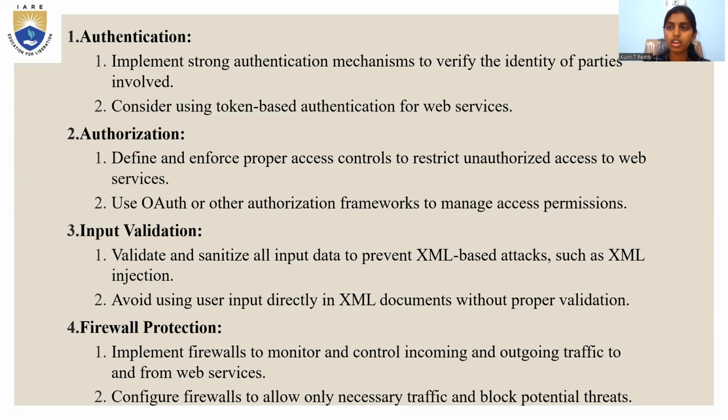So coming to the main parts of XML and web services security, the first thing is authentication. Implement strong authentication mechanisms to verify the identity of the parties involved. Consider using token-based authentication for web services. Next is authorization. Define and enforce proper access controls to restrict unauthorized access to web services. Use OAuth or other authorization frameworks to manage access permissions. So authorization is nothing but access permissions are limited.